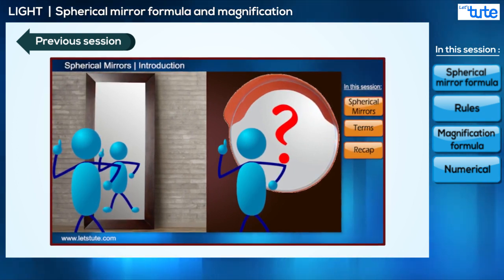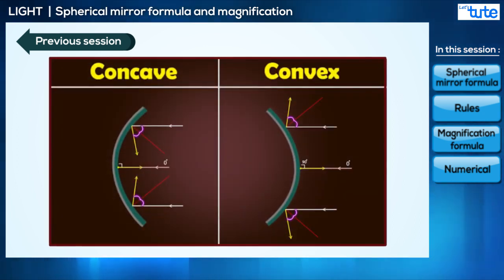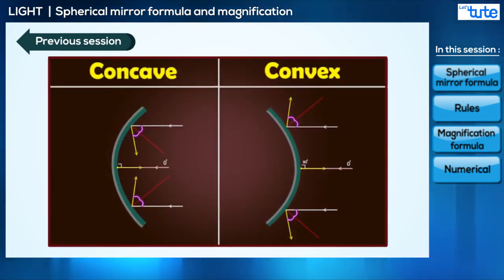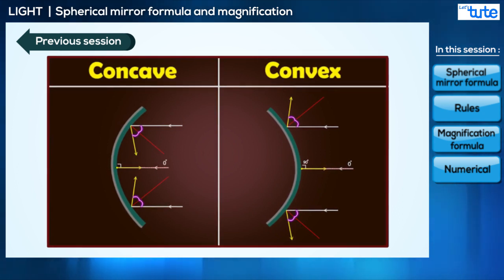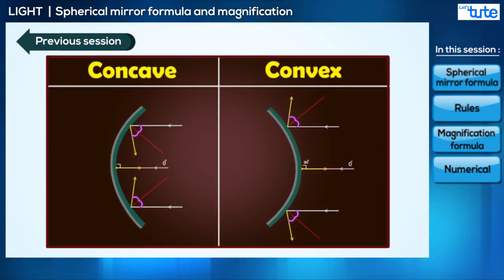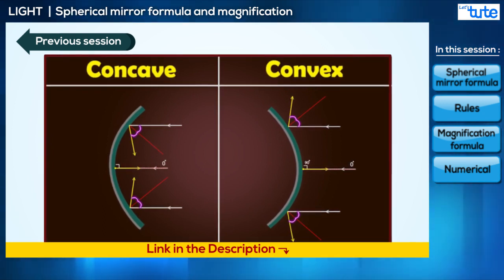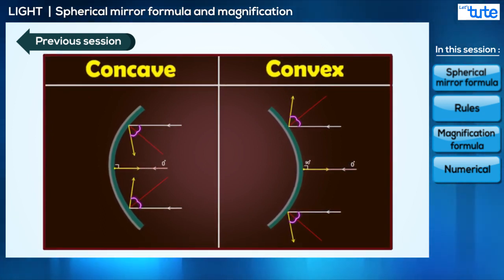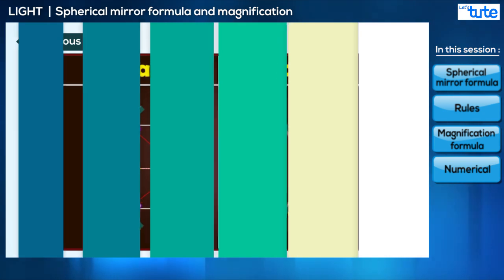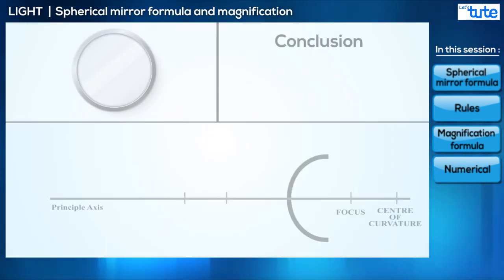It depends a lot on which spherical mirror we are talking about. We talked about the different types of spherical mirrors in the last video. If you need a refresher, then you can watch the previous video from the link in the description below. The two types of spherical mirrors are convex and concave mirrors. Let's first look at the convex mirror.